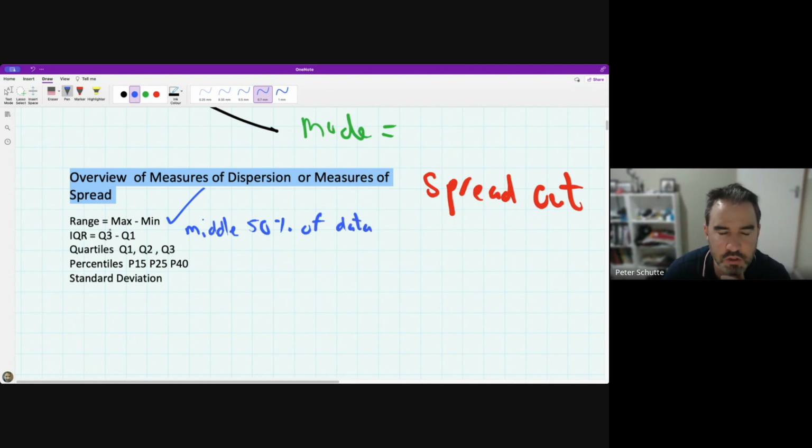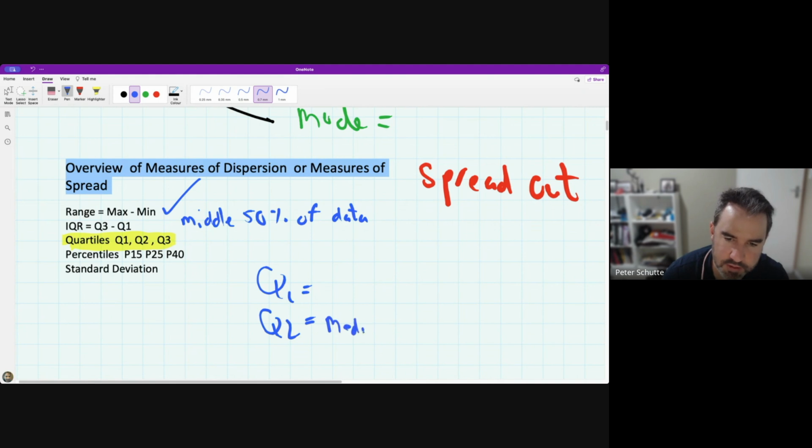But in order to work out the interquartile range, we have to work out something called Q1, Q2, and Q3. And those are called quartiles. Q1 is just a quarter of the way through the data, or 25% of the way through the data. Q2 is halfway through the data. That's why we also call it the median, because the median is halfway through the data. And then Q3 would be 75% of the way through the data.